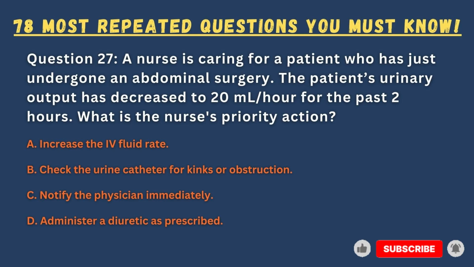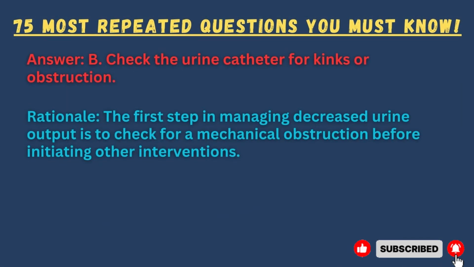A. Increase the IV fluid rate. B. Check the urine catheter for kinks or obstruction. C. Notify the physician immediately. D. Administer a diuretic as prescribed. Answer: B. Check the urine catheter for kinks or obstruction. Rationale: the first step in managing decreased urine output is to check for a mechanical obstruction before initiating other interventions.